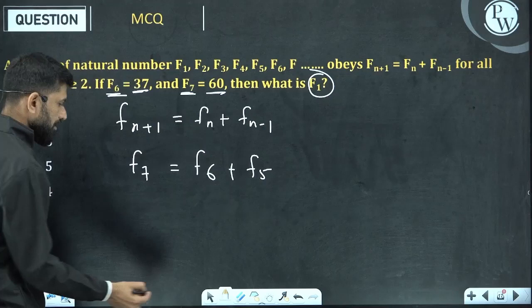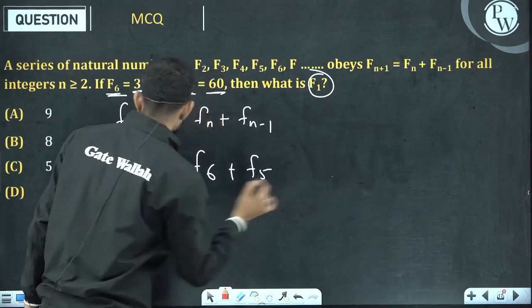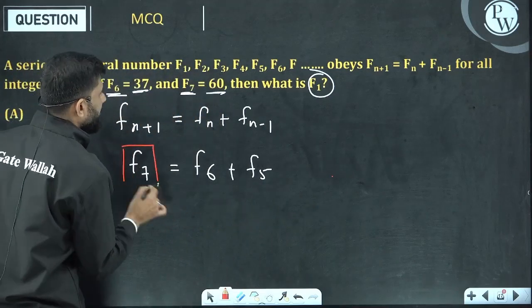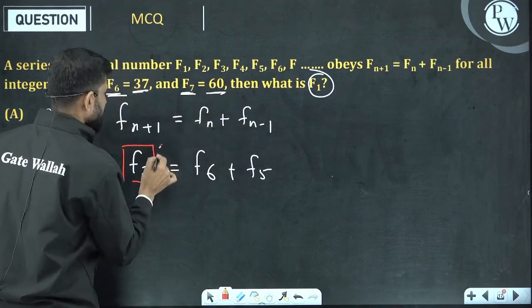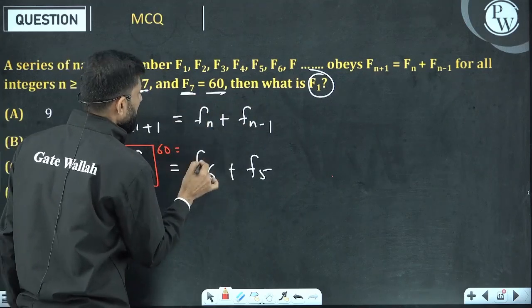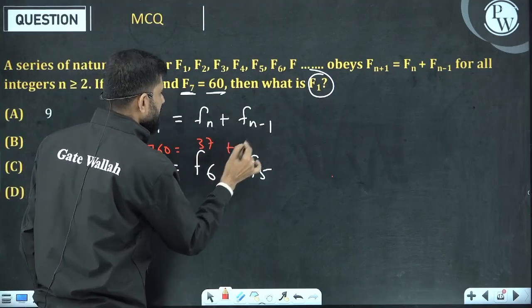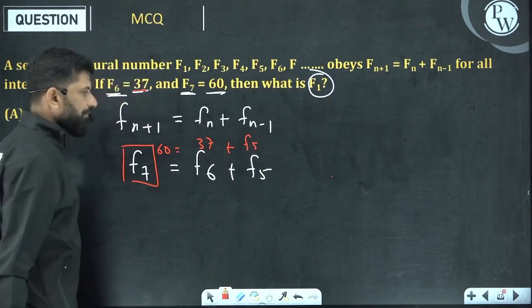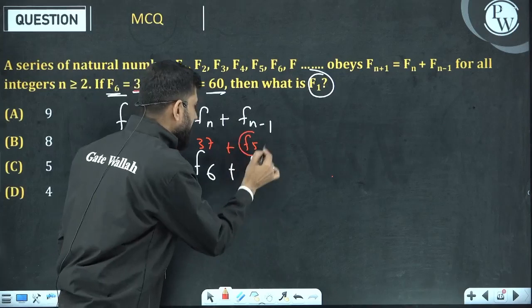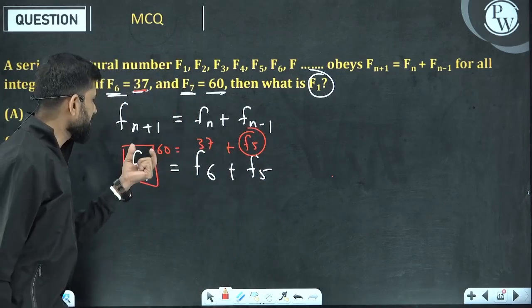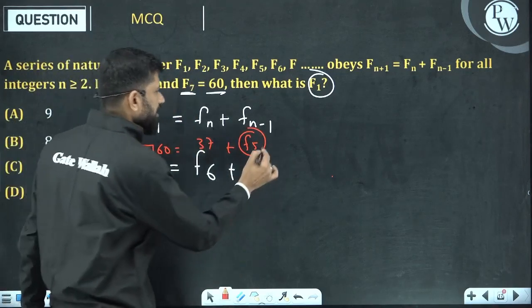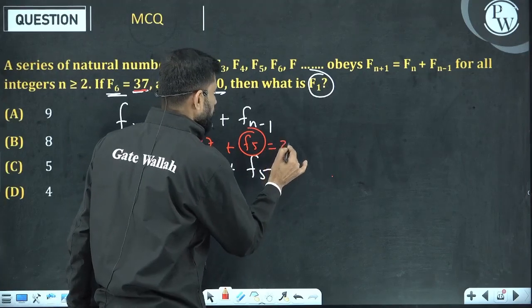Just place the values. f7 they have given as 60, which is equal to f6, given as 37, plus f5. So from here, what is f5? If you send this 37 to this side, 60 minus 37, so f5 is definitely equal to 23.